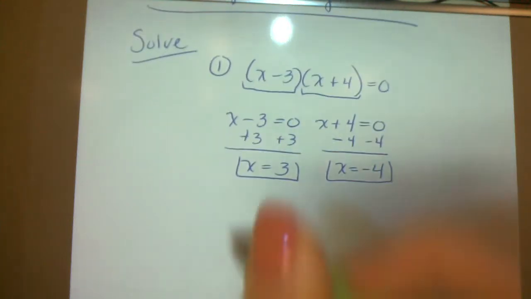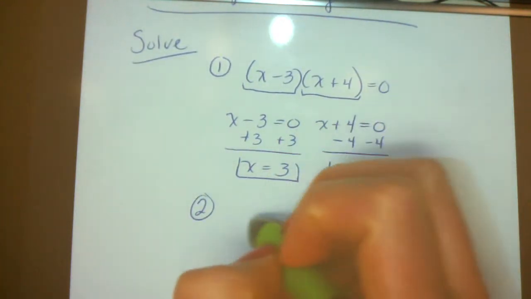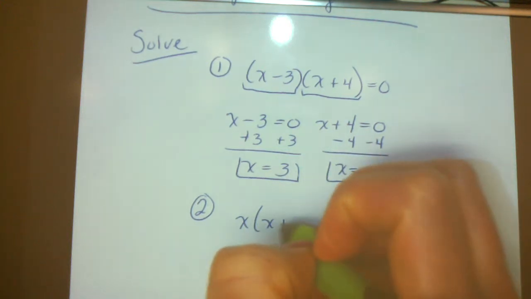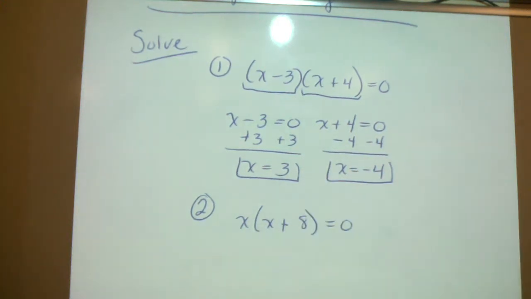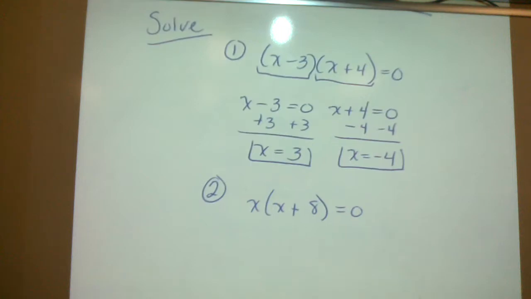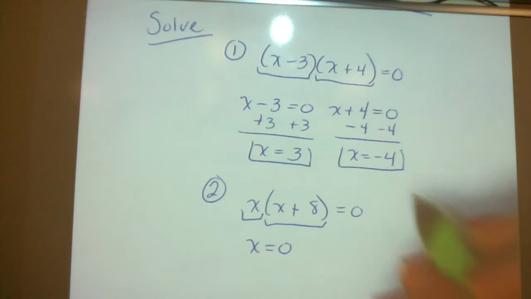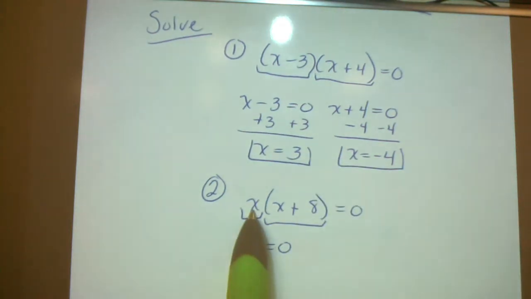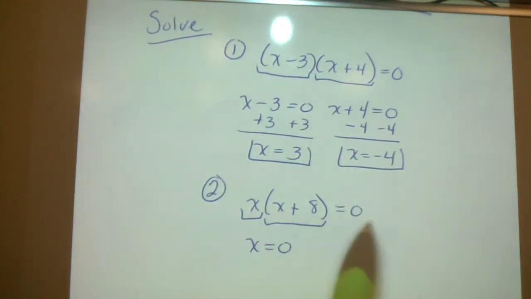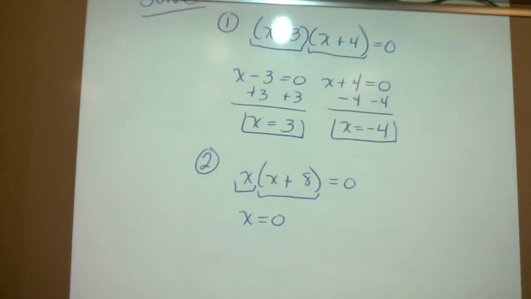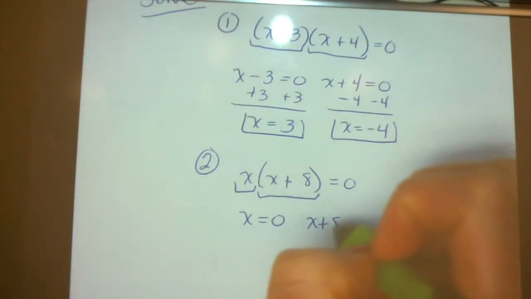Let's take a look at another one that's in factored form. This is a quadratic equation. It may not look like it, but it's already in factored form. So just like we did in number 1, I'm going to take each factor and set it equal to 0. I've got x is equal to 0. Now this is a factor. It may not have a plus or minus, but it's still a factor. So x is equal to 0, and then x plus 8 is equal to 0.